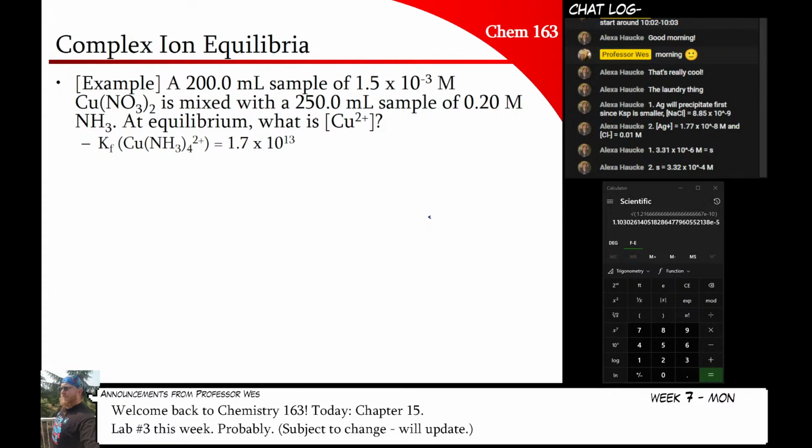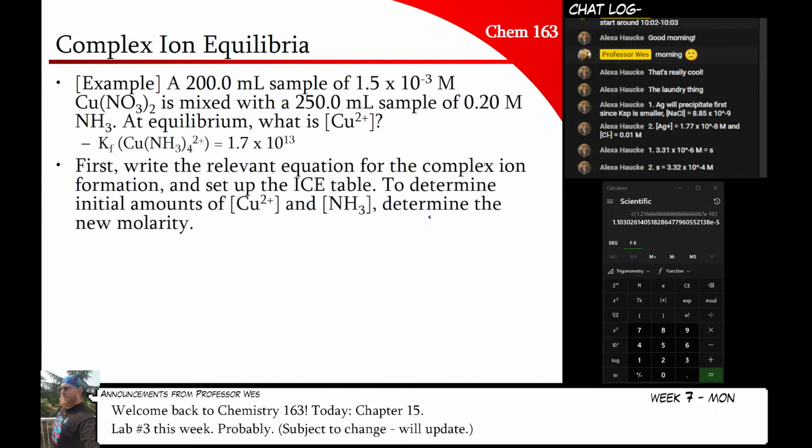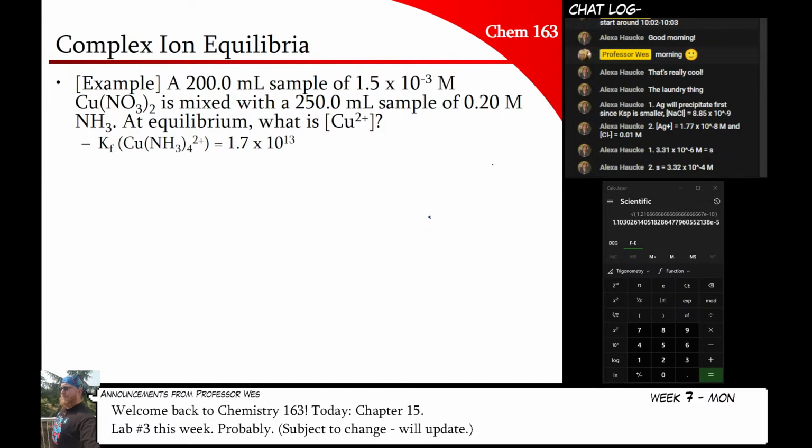So if I wanted to figure out how much copper was in here, I'm going to show you how I would solve this problem. I'm going to mix this with ammonia. I would say, okay, the copper ion is going to come from this. Nitrate is the conjugate of a strong acid, so nitrate does nothing.